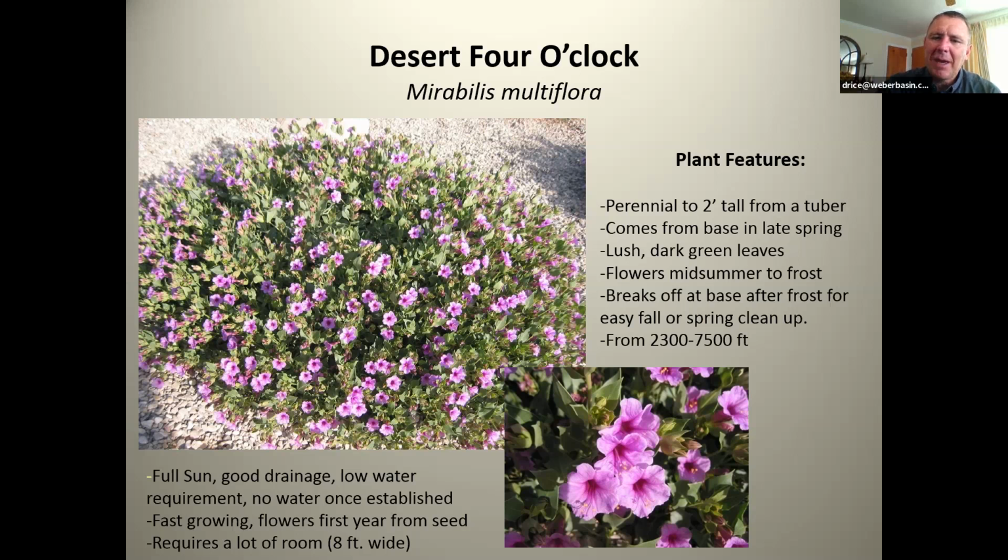It comes up from the base every spring, lush and green with dark leaves, flowering midsummer into frost. When it's done in the frost, the top freezes, dries up, and it's like a tumbleweed. It'll sever itself from the taproot, and you can take that whole mass off in one easy swoop and dispose of it. I guess you could light it on fire, throw it away, or recycle it into the landfill.